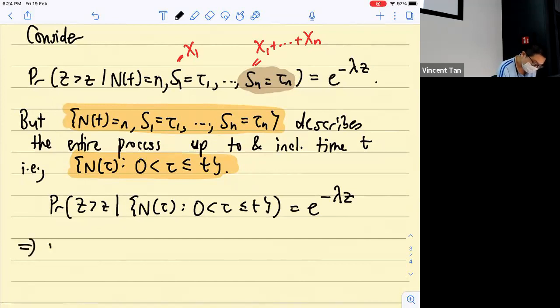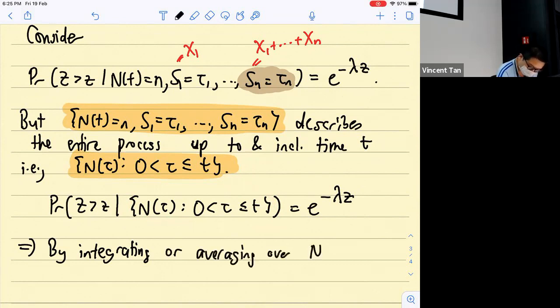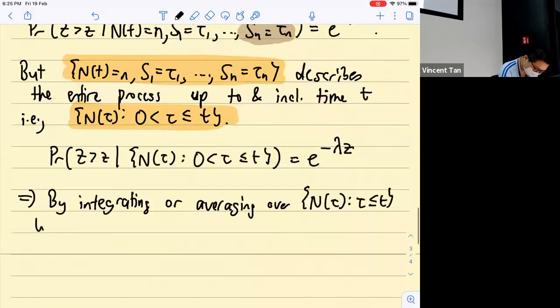This means that by integrating or averaging, notice that this is a random process or random variable, now we can average over this random variable or random process, averaging over N and tau less than t. We get the marginal result: the probability that Z is bigger than z is e to the minus lambda z.